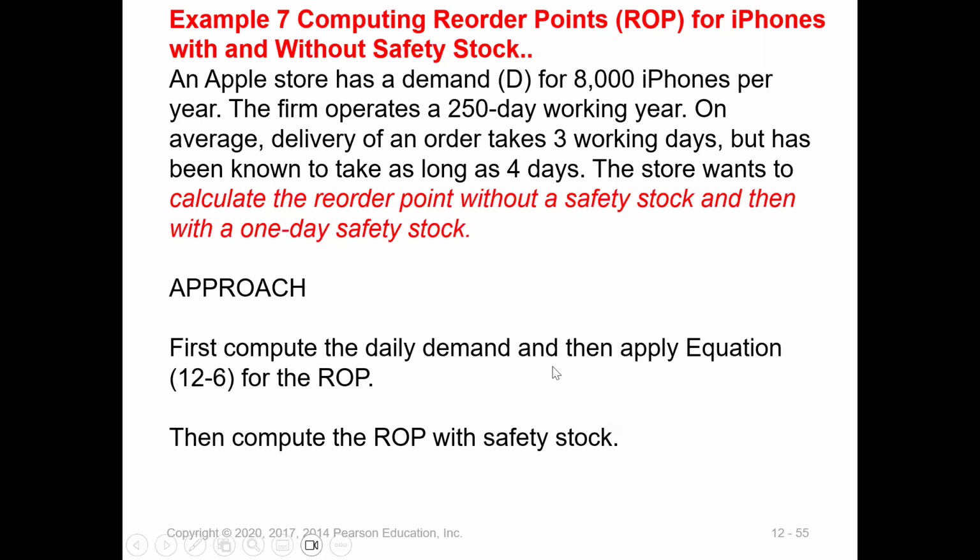An Apple store has demand D for 8,000 phones per year. The firm operates 250 days a year. See, you are given the annual demand, and you should be given the operating days. On average, delivery of an order takes 3 working days. This is the lead time.